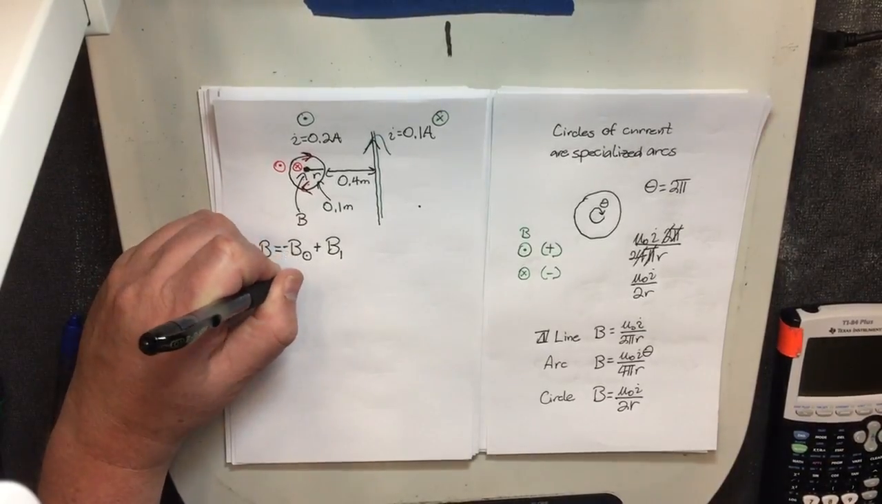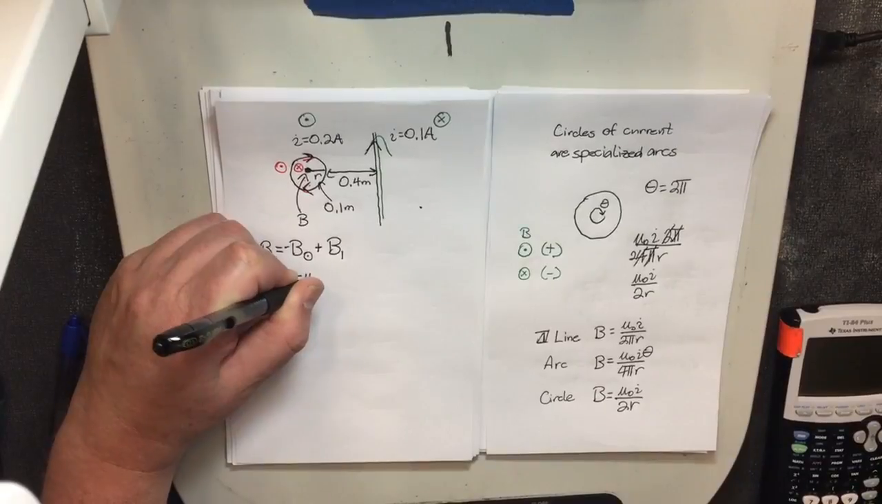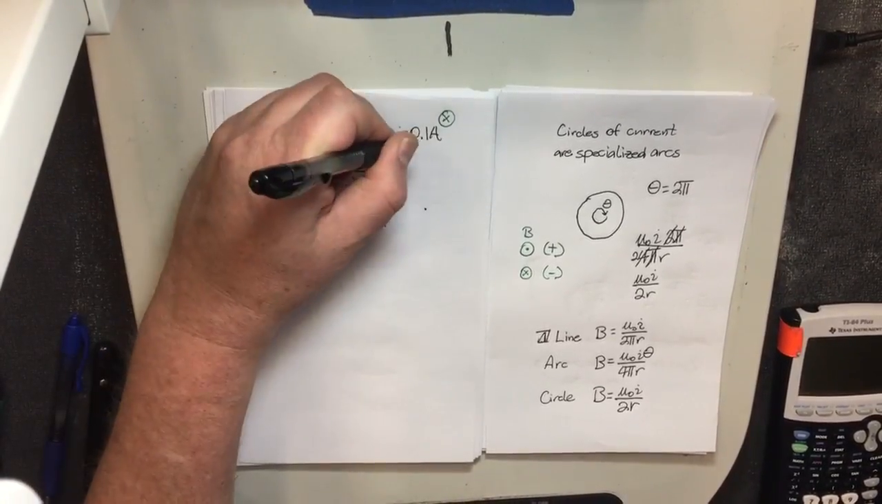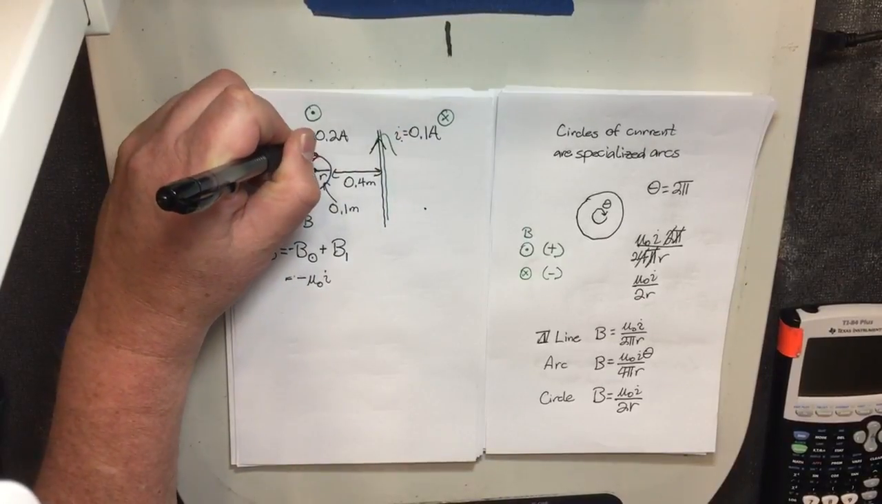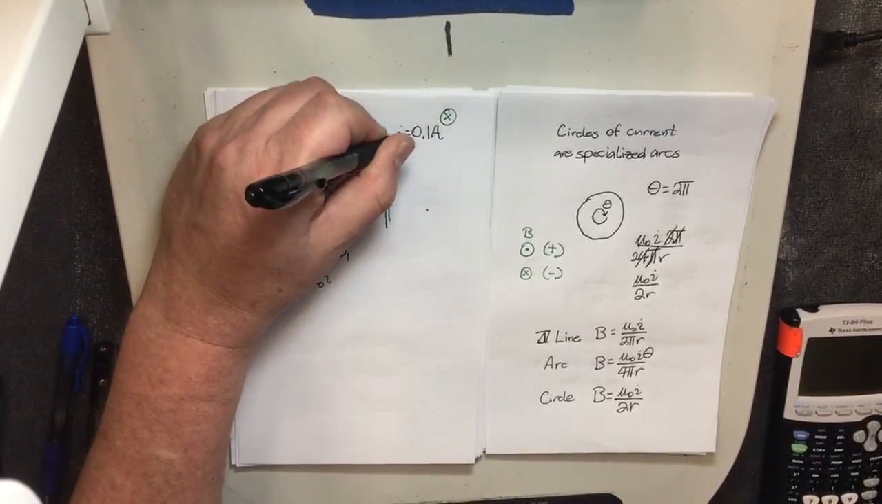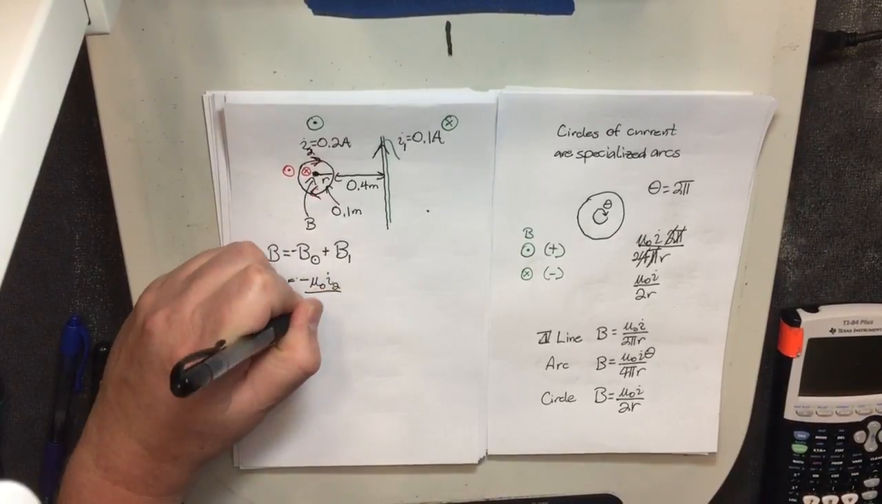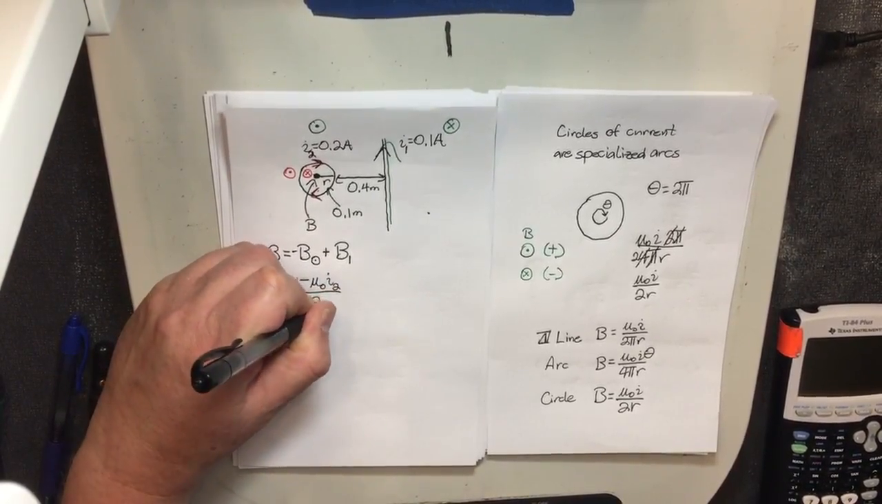This is the magnetic field of a circle: mu naught I, and I'm going to call the circle 1 and the line 2, so make that line 2. The line is mu naught I2 over 2R.